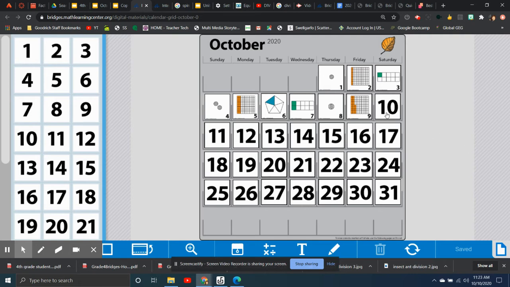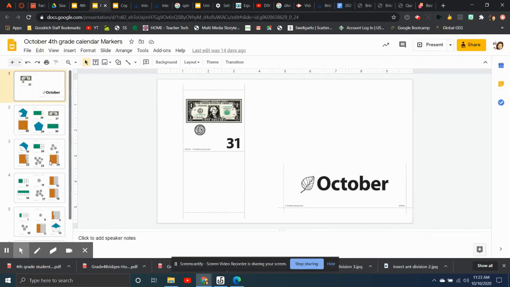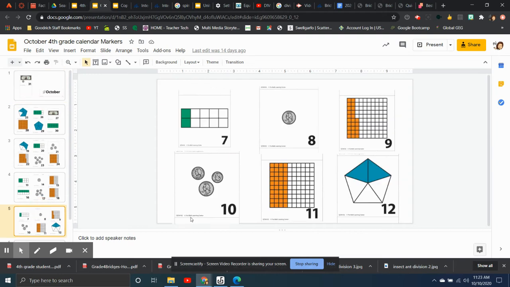We left off at the 10th. So if we look at our pattern, what should it be? Money, money, money, money, money, money, money. All right, I'll stop singing. Sorry. So 10. We have a quarter, we have a nickel, and we have a dime. What does that equal? Quarter, nickel, dime. Well, I have 25 plus 10 is 35 plus 5 is 40. That's 40 cents.